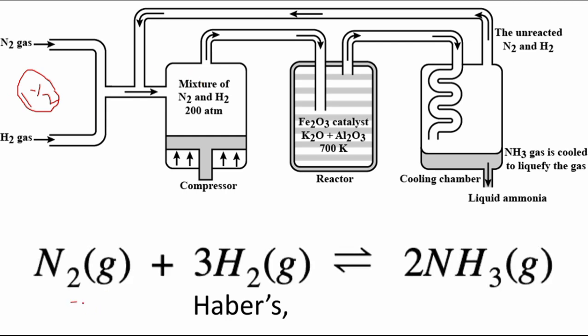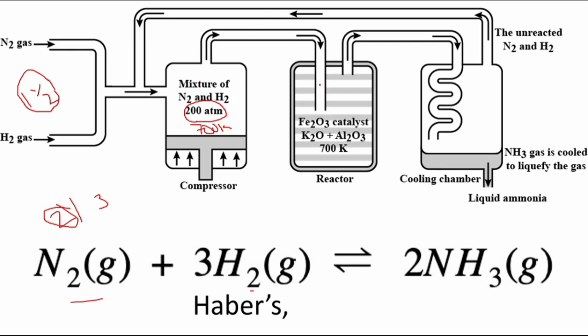N2 gas plus H2 gas. If you write only this much, you will get only 2 marks. Why, sir, for 3 marks are we getting only 2? Wait, I'll explain. First N2 plus H2 is passed to the compressor chamber. The mixture is at what condition? 200 atm. And when you convert it into Kelvin, it is 700 Kelvin.